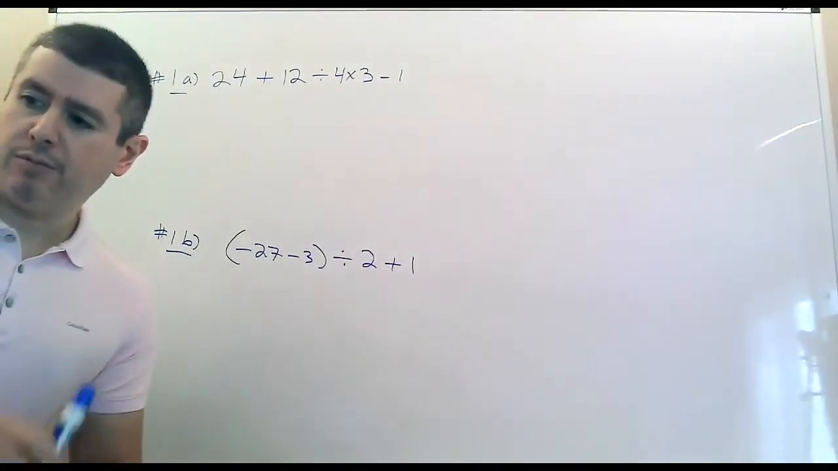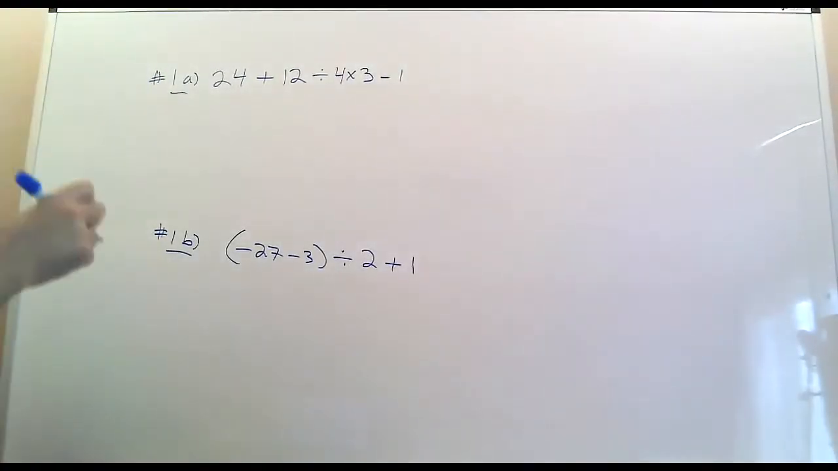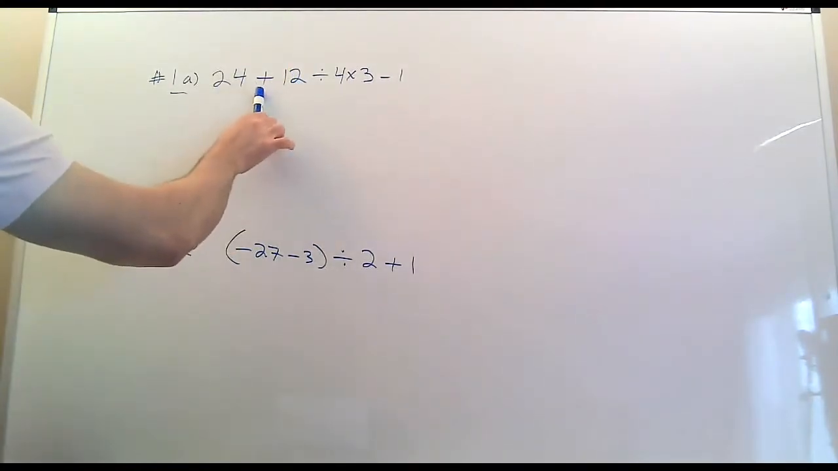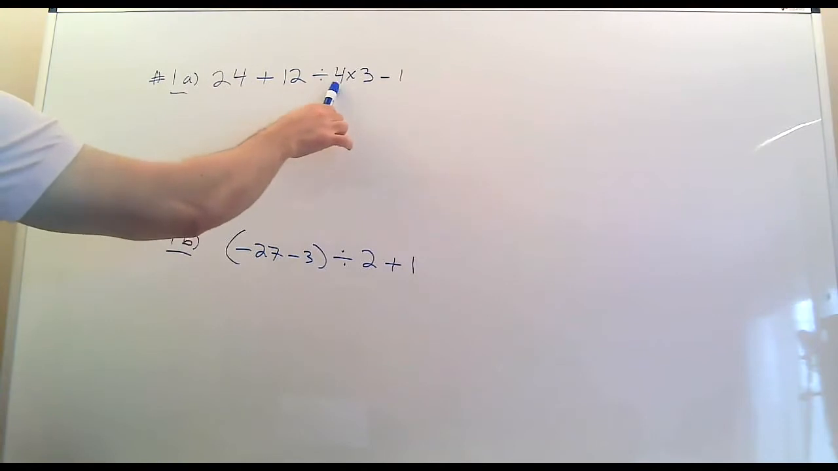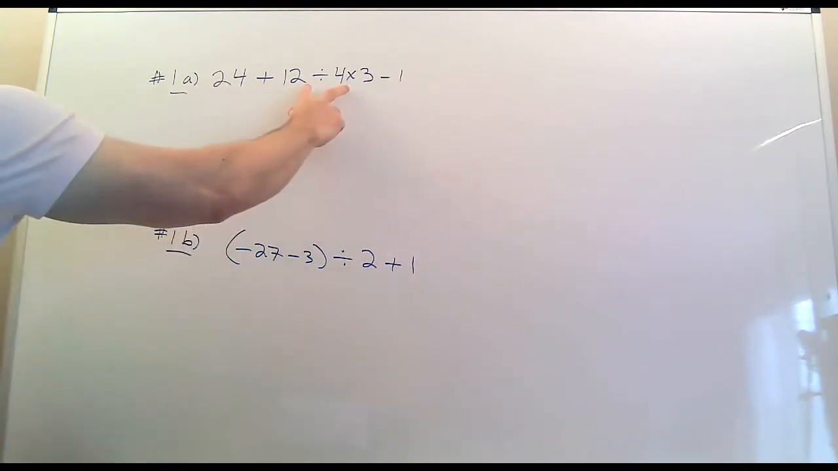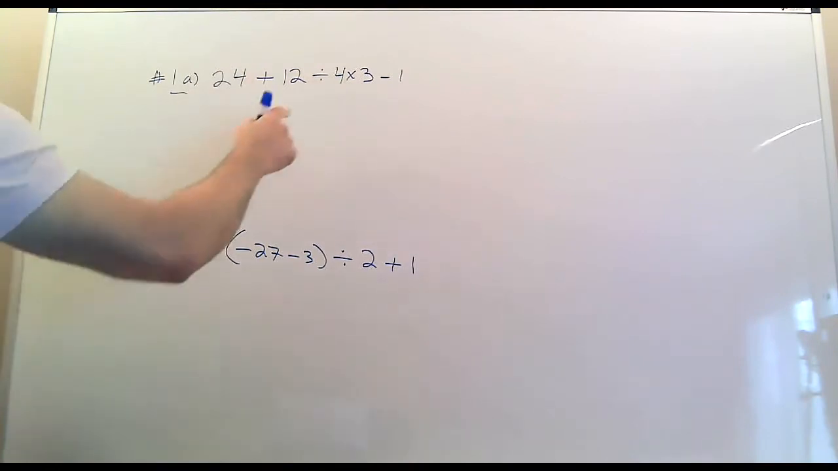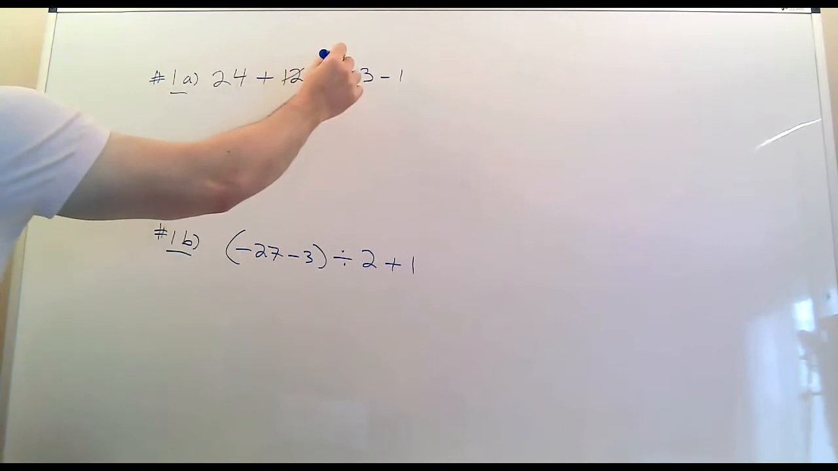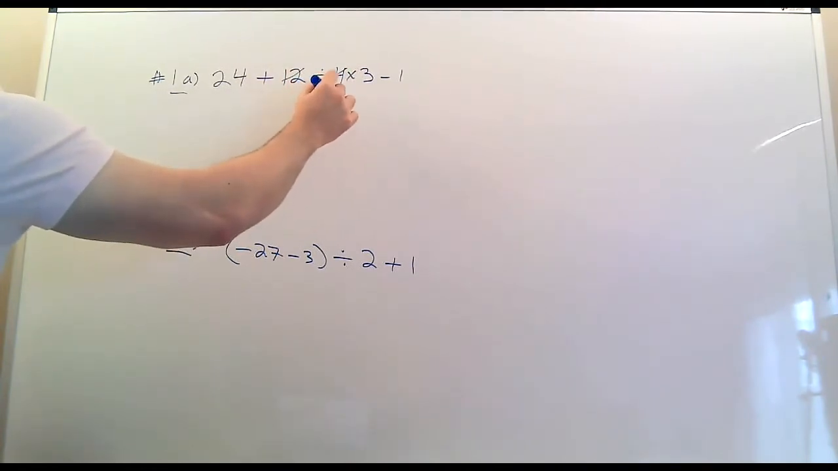Okay, problems. Practice exam 1. Problems you had to do to turn in. Big mess. 24 plus 12 divided by 4 times 3. Remember, if you just follow PEMDAS, you'll do the M first, which is a mistake. So you have to do the division first. Divide 12 by 4, and that makes 3.